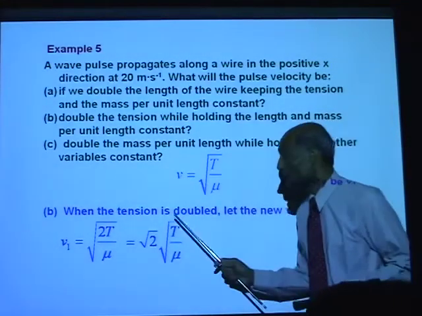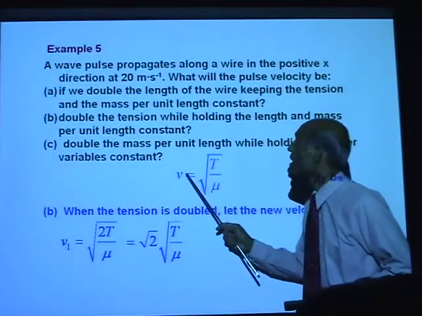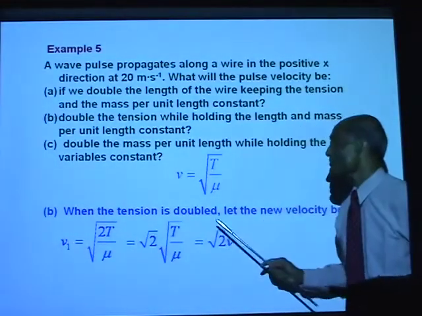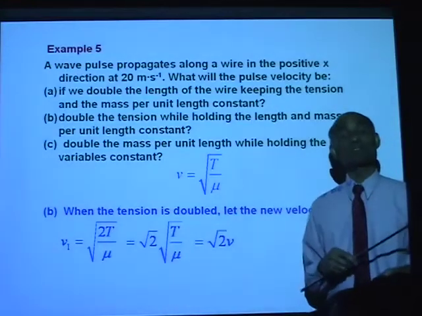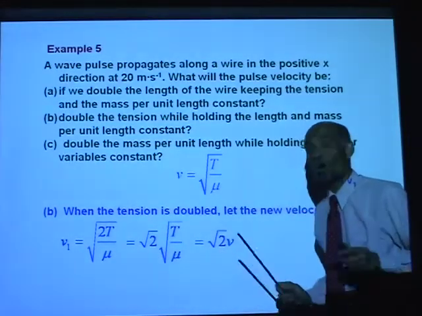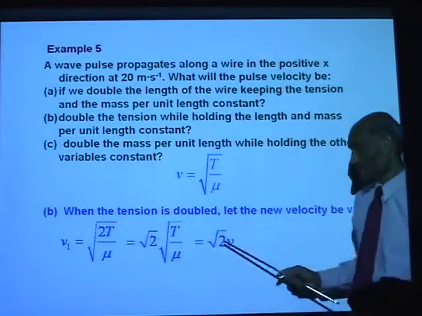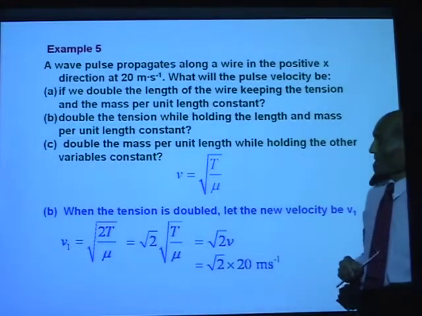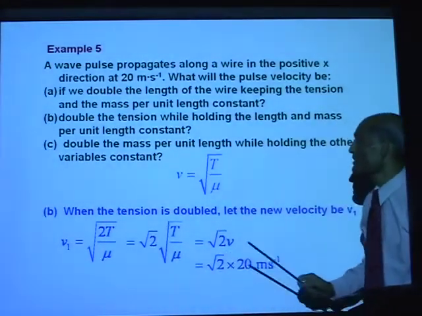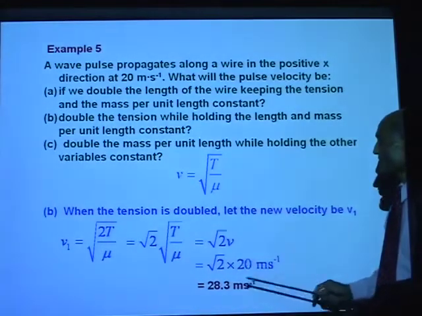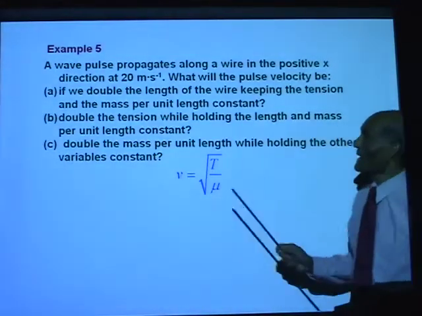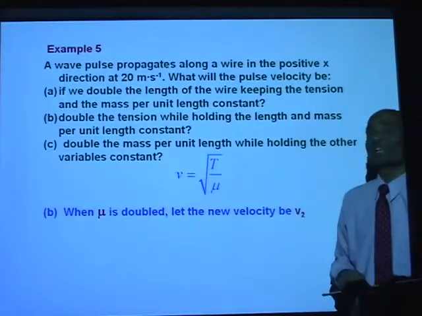Okay? Why did I do that? Because square root T over mu equals v, the original speed. So, therefore, the new speed v1 will be square root 2 times v. When you double the tension on the string, the speed will become square root 2 times the original speed. That's what it means. Alright. Now, the original speed is given to be 20 meters per second. So, the new speed when the tension is doubled will be square root 2 times 20. That will be 28.3 meters per second.